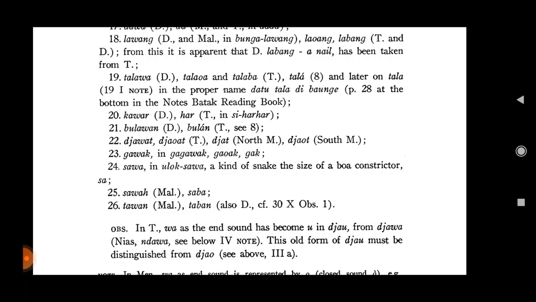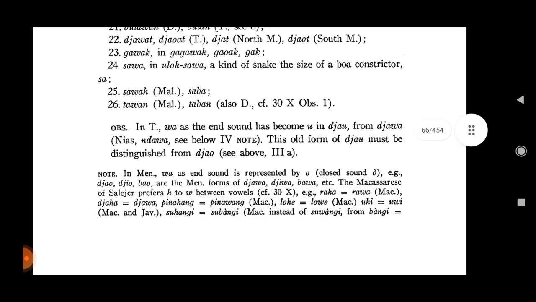Kawag Dairi, Har Toba in Har. Bulawan Dairi, Bulan Toba. Jawat Dairi, Jat not Mandailing. Jawat Sort Mandailing. Gawak in Gagawak, Gak. Sawa in Ulok Sawa, a kind of snake the size of a boa constrictor. Sawa Malay, Saba. Tawan Malay, Taban are also the same. Observe, in Toba wa as the end sound has become U in Jau, from Java. Nias Dawa. See below 4.